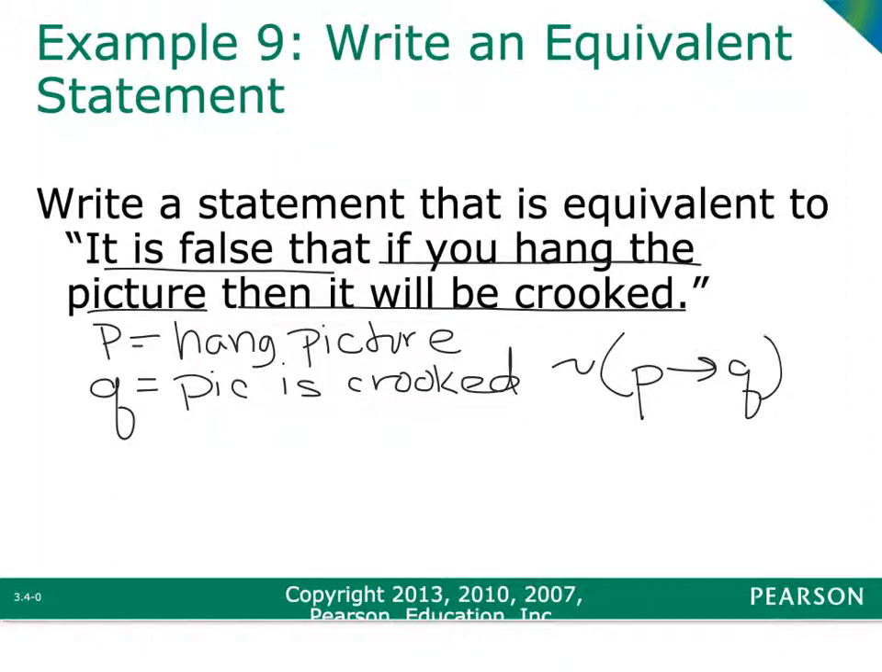Okay, so we want to use the rule that we just learned to write a statement that is equivalent to this. The rule that we just wrote down said that we need to take P and the negation of Q. If you're going to say that in words, P stands for picture, so when we hang the picture and it is not crooked would be the same thing. So, we hang the picture and it is not crooked.